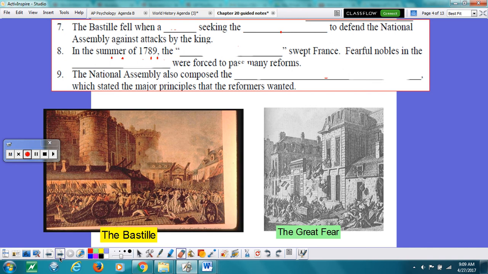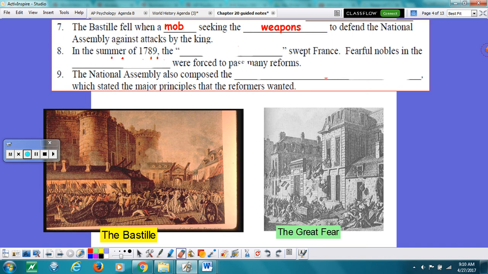Okay, so they rose up and stormed what was known as the Bastille. The Bastille fell when a mob sought weapons to defend the National Assembly against attacks by the king. The Bastille itself was kind of like an armory, like our National Guard has an armory where they store their weaponry. It was also a prison and a real, kind of scary looking facility. The storming of the Bastille really marks the beginning of independence in France. As a matter of fact, July 14th, 1789, known as Bastille Day, is basically the equivalent of Independence Day in France.